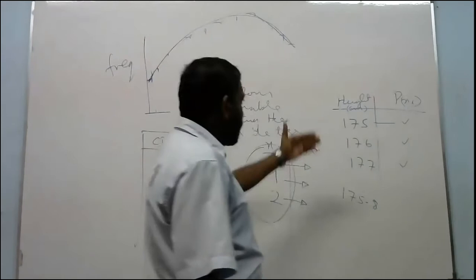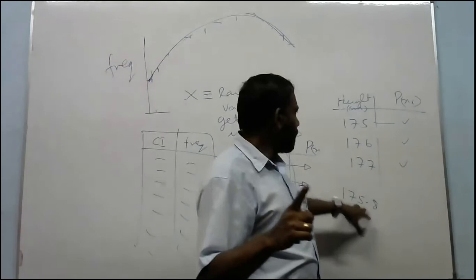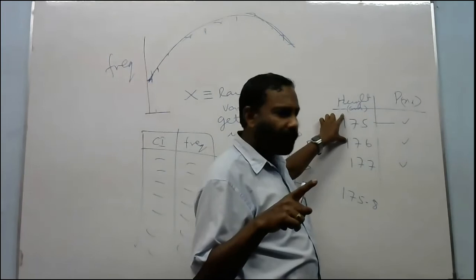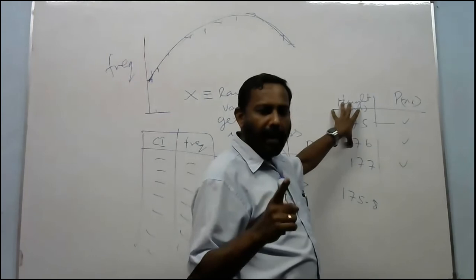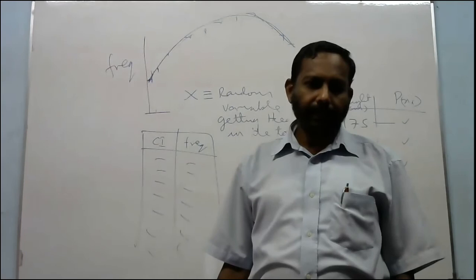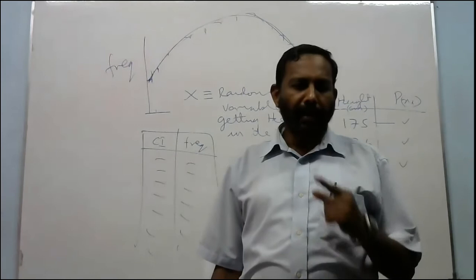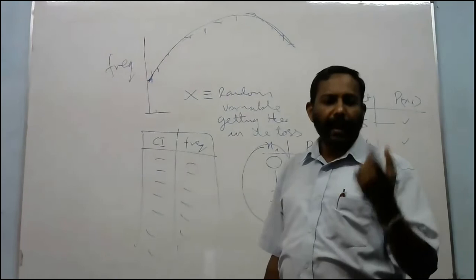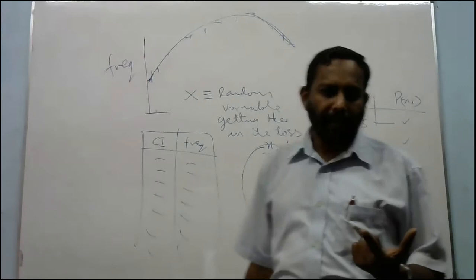So I showed you only one value, but you can write any number of values in between these two full figures. So that is why this is called a continuous random variable. Height is a continuous random variable. Right? Tossing a coin is a discrete random variable. Practically, we will see some of the other discrete random variables.